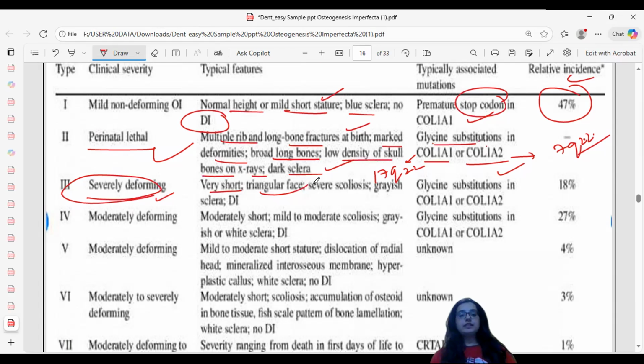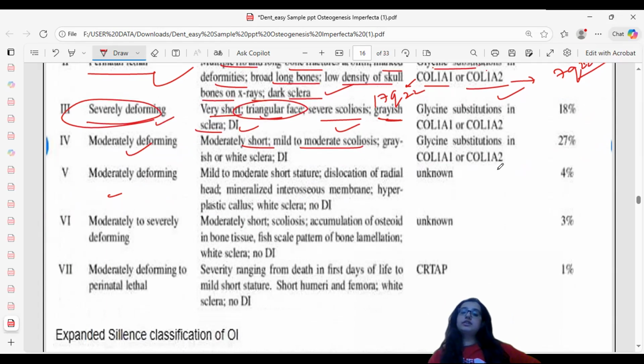We can see the triangular faces because of the enlarged skull size and the hypoplastic maxilla and the facial bones. They are not that much developed, giving it a triangular face. Then there can be severe scoliosis that can be seen. Then grayish sclera is there associated with dentinogenesis imperfecta. Type 4 is moderately deforming one, moderately short, mild to moderate scoliosis, type 5, and so on.